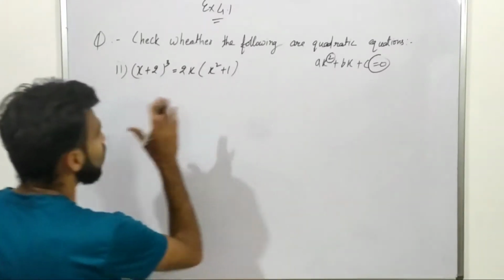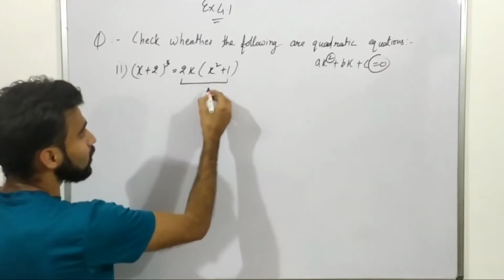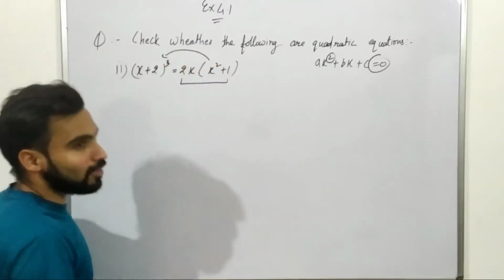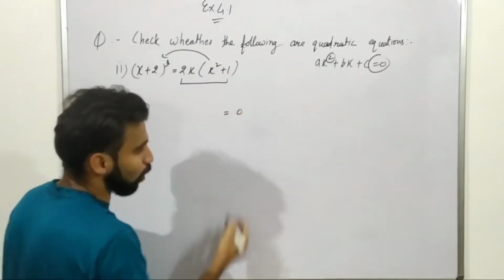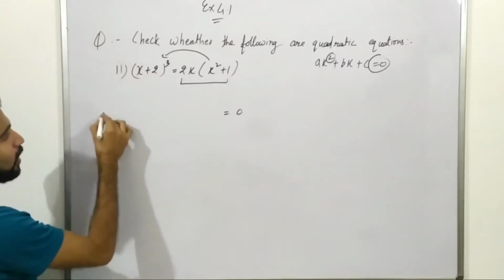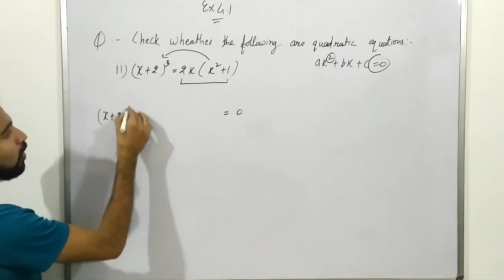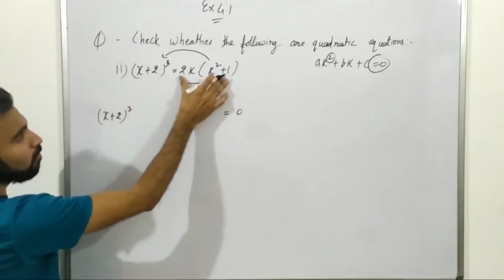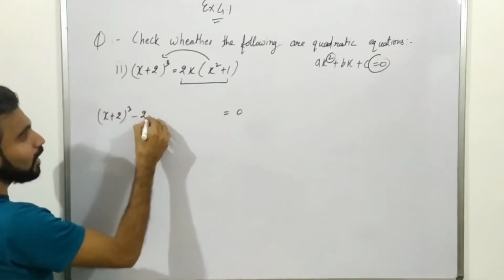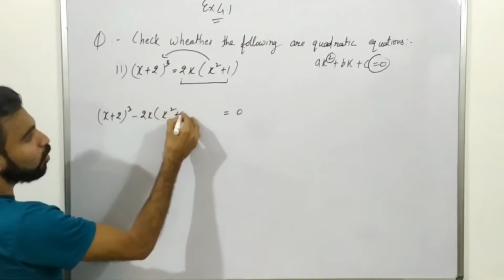So further, what I will do is, whatever is in the right hand side, just transfer it over to the left hand side and make the right hand side 0. So you can see in the left hand side there was x plus 2 whole cube. Now this positive term will become negative after coming to the left hand side. So that will be minus 2x, x squared plus 1.